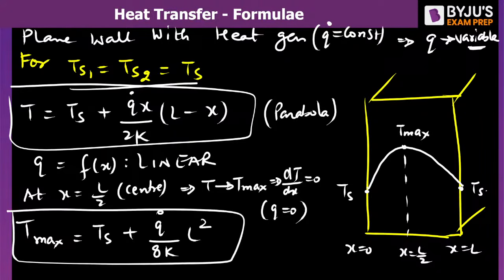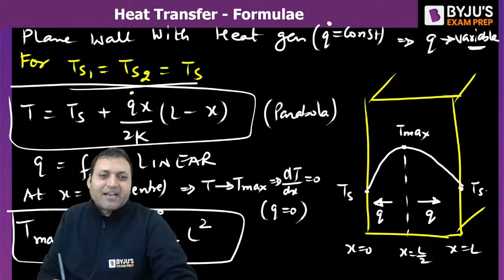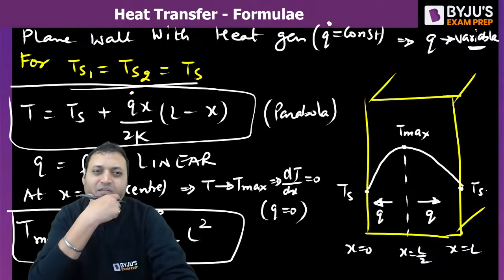That is the formula for maximum temperature, which is at the center. So the direction of heat transfer will be towards the left-hand side in the first part, and towards the right-hand side in the second part, because heat transfer always takes place in the direction of decreasing temperature of the system.